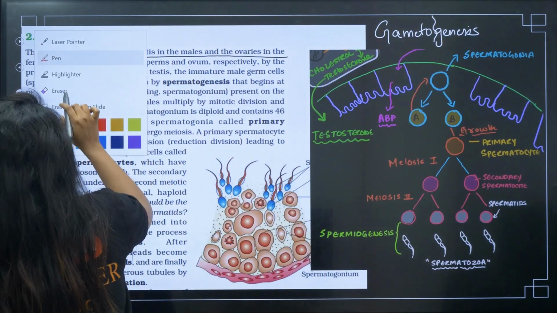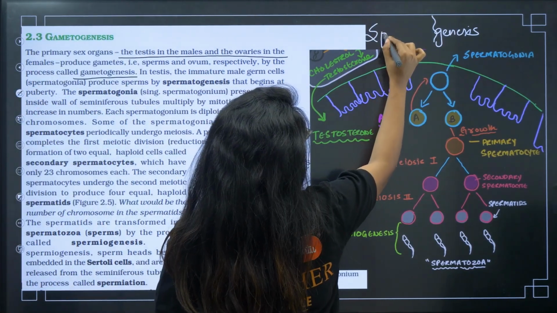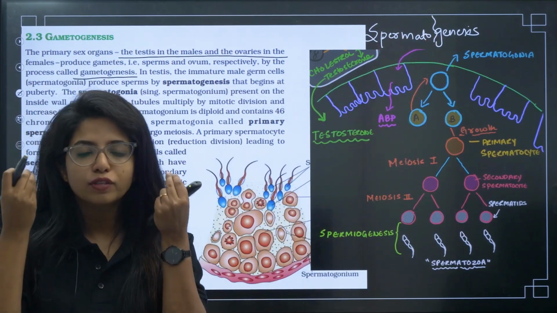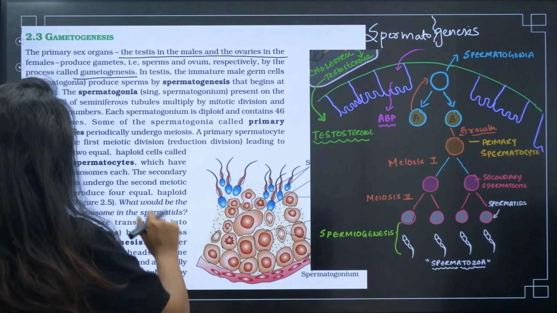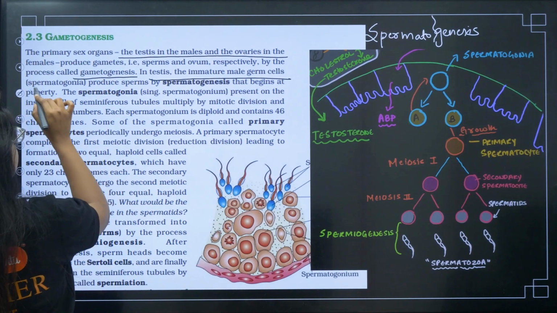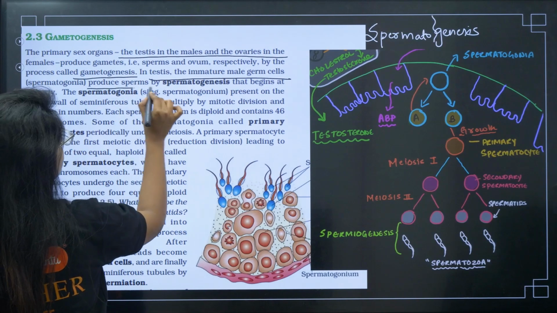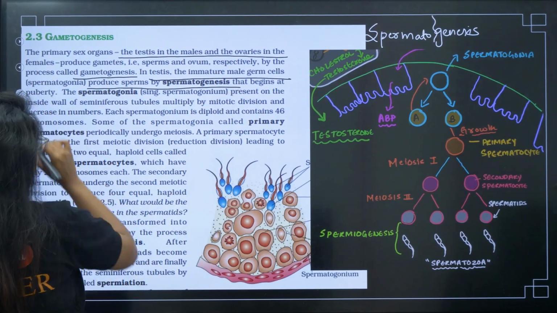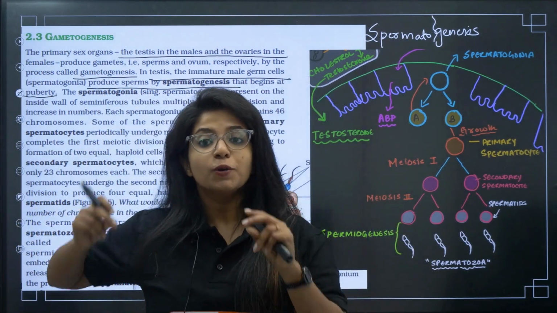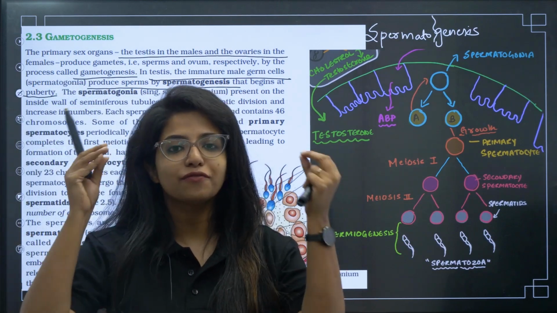Now if I replace this term with sperm, instead of gameto I say spermato. Spermatogenesis means the formation of sperm, nothing else. It's very easy. Now they say that in testes, the immature male germ cells, that is spermatogonia, which we studied previously, produce sperm by spermatogenesis that begins at puberty. So at puberty the bell rings, the hormone synthesis starts off, which tells the spermatogonia, now you have to divide yourself and form these sperms.